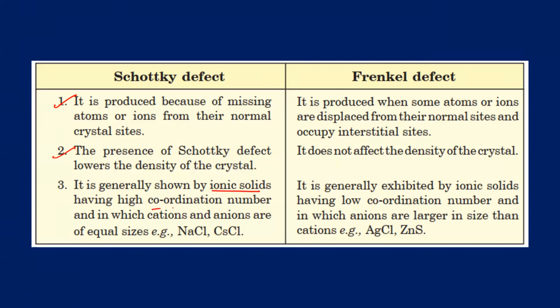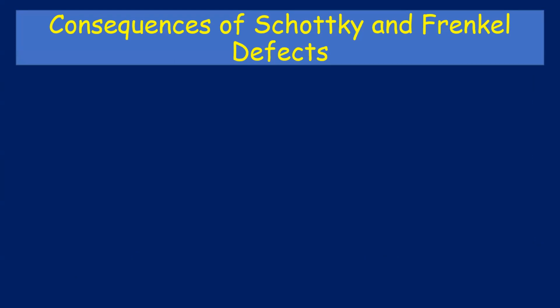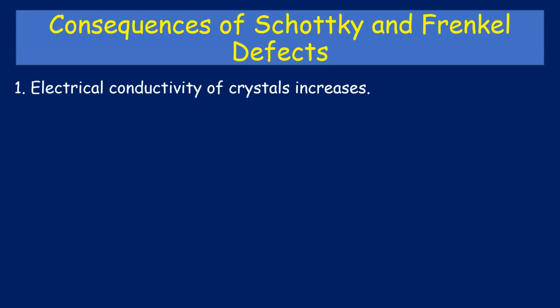Ionic solids which have a high coordination number and in which cations and anions are of equal sizes. That is why you can remove both of them easily when you have similar sizes. But in Frenkel defect, if you have anions larger than cations, then it will be easier for cations to move. Okay, so we have discussed this also. Then moving on, the consequences. In consequences, we discussed that the electrical conductivity of the crystal will increase.